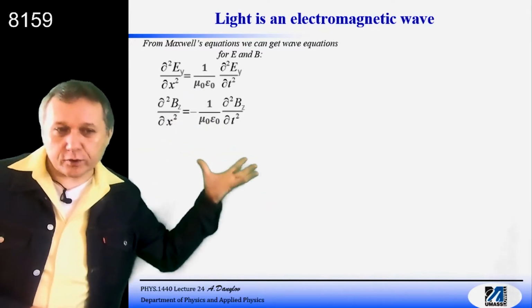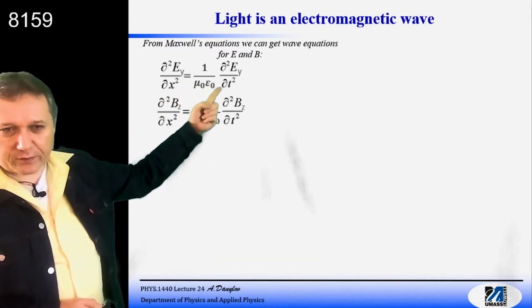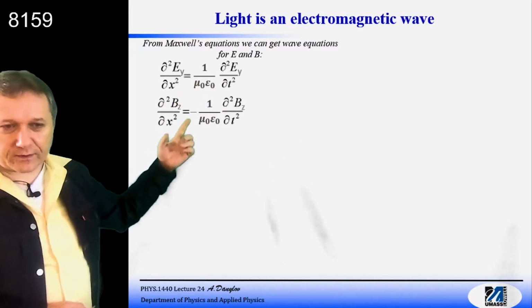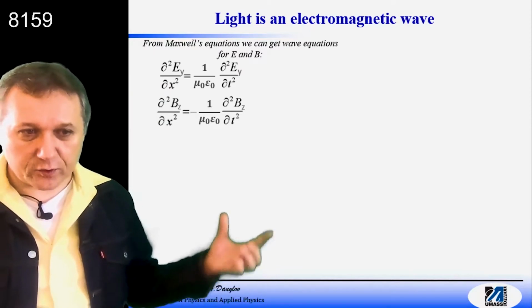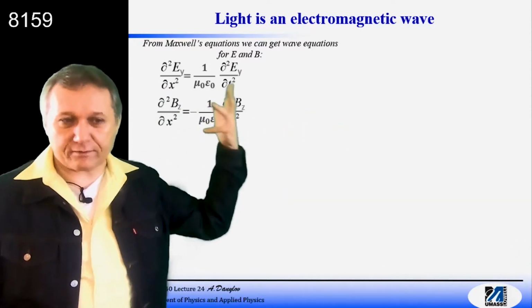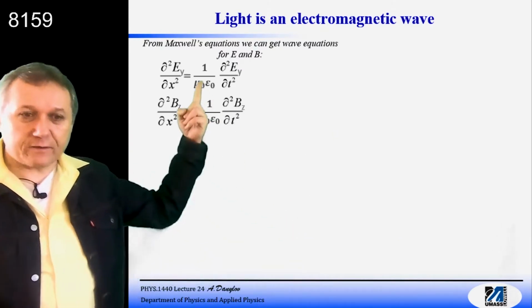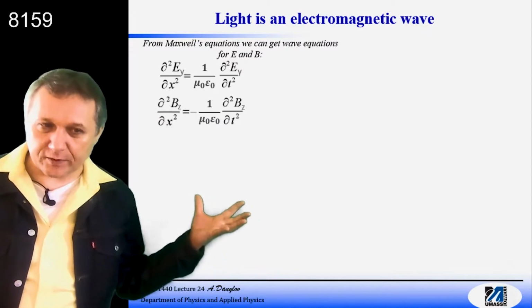And he also knew that this factor in front of the time derivative, this factor and that factor, is the square of the speed. So we have this traveling wave, this traveling wave, and of course they travel, of course they have some speed. And the factor in front of this time derivative is the square of the speed.